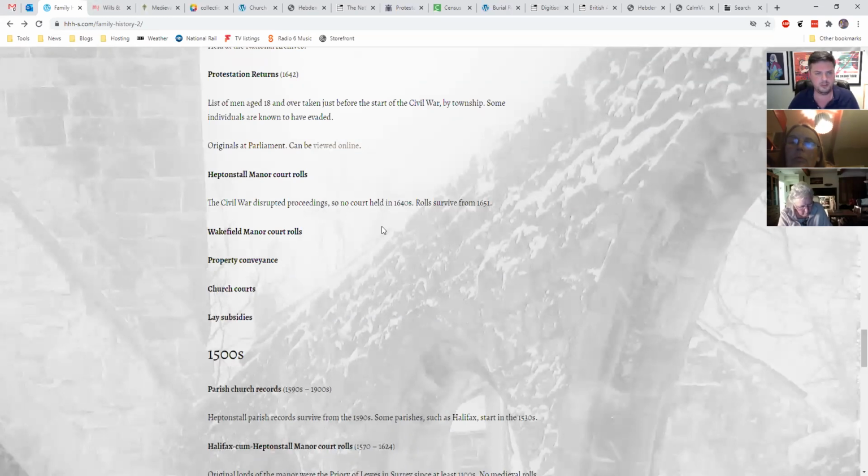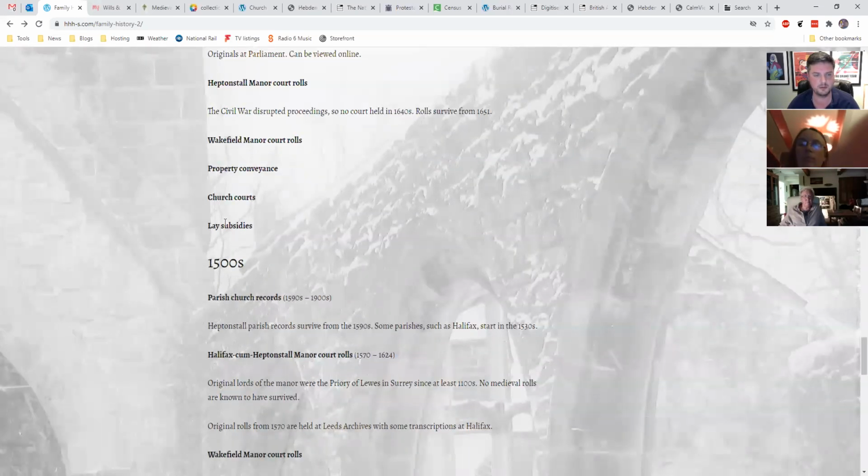Heptonstall Manor court rolls. Heptonstall Manor was founded in the 1620s, disrupted in the 1640s, and the rolls only generally survive from 1651, just so you know. And then some other bits and pieces. Lay subsidies I'll talk about in a moment.